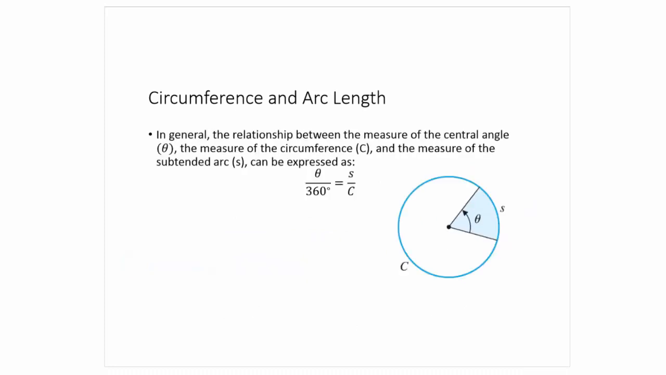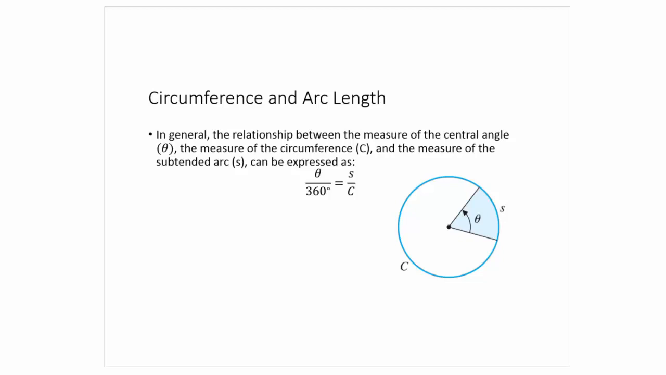Now, there is a nice little formula that we can use for this. There is a relation between the circumference and the arc length. In general, the relationship between the measure of the central angle, which we're calling theta, the circumference, which we're calling c, and the measure of the subtended arc, s, can be expressed with this proportion. Theta is to 360 degrees as s, remember that's the arc length, is to c, the circumference.